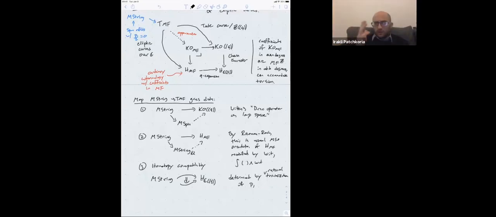Sorry, just a very stupid question, if I may. This power series variable at KO is a formal thing, right? I can think of it as an infinite product.